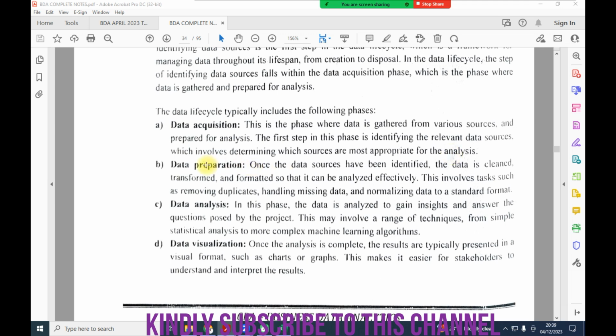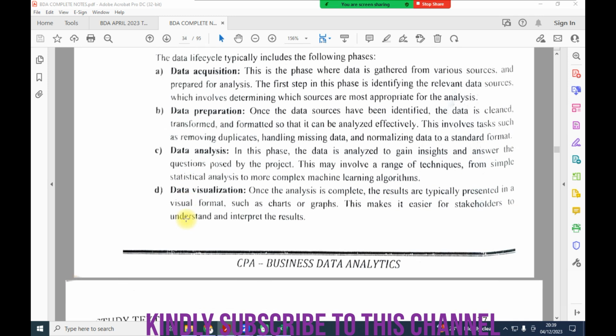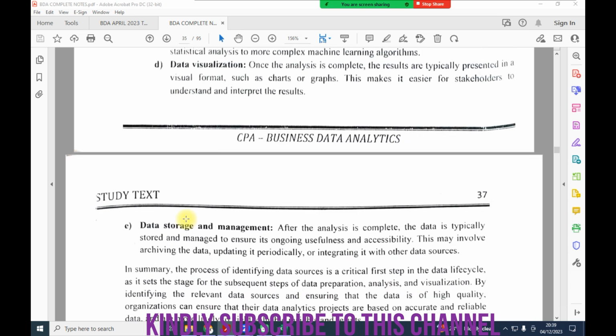Phase 2, you are dealing with the data preparation. Phase 3, you are dealing with the data analysis. Phase 4, you are dealing with the data visualization. So visualization was coming as the 4th, and the 5th one was data storage and management. Data storage and management was coming as the 5th.